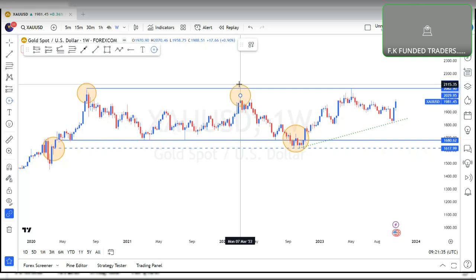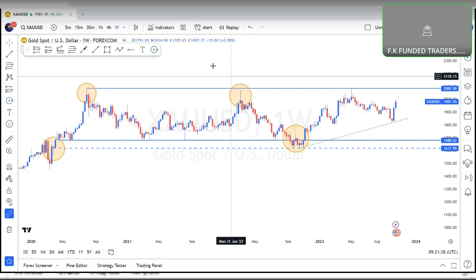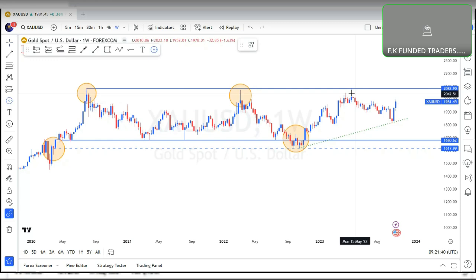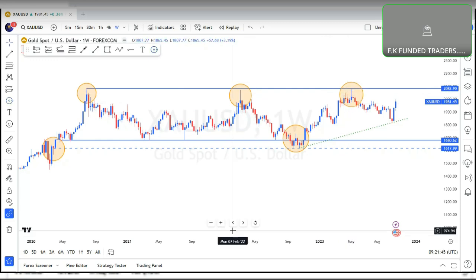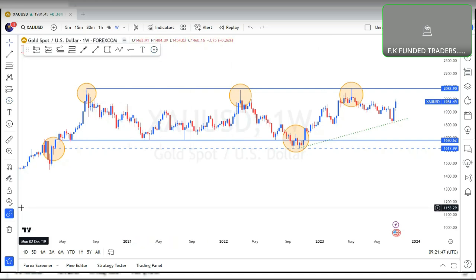I say, those are two areas, and then the third one is here on our resistance line. So whenever you see something of that kind, you know that you're having more chances of the market to sell.